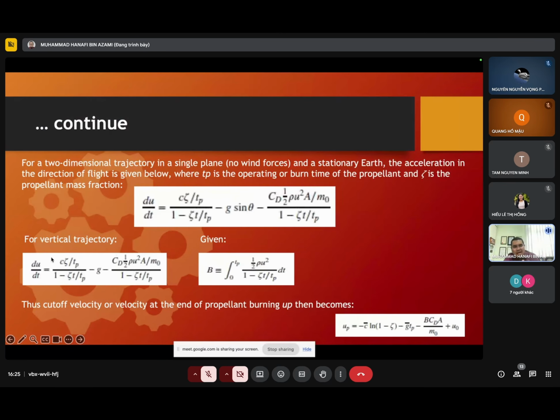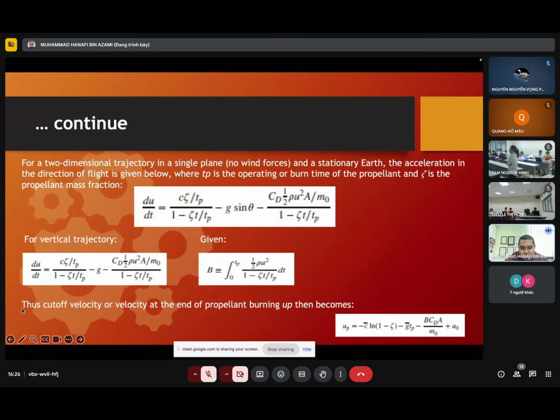So for the vertical trajectory, when it is vertical, sine 90 degrees, you have g, only the gravity, and cd half rho u square a, etc. Now to make your life much easier, by definition, they take half rho u square over zeta tp as B. So this term is B.